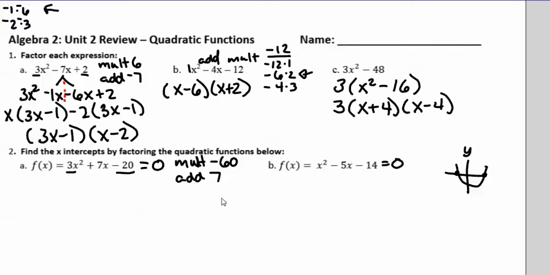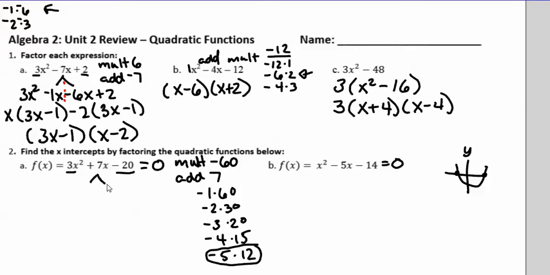So thinking of numbers that multiply to negative 60, I have negative 1 times 60, negative 2 times 30, negative 3 times 20, negative 4 times 15, negative 5 times 12, and I think I found the pair that adds to 7 right here. So I'm going to split the 7x into negative 5x plus 12x, and bring down 3x squared, and bring down minus 20.